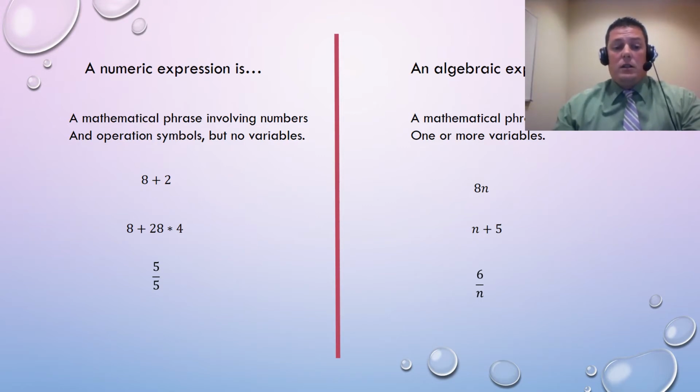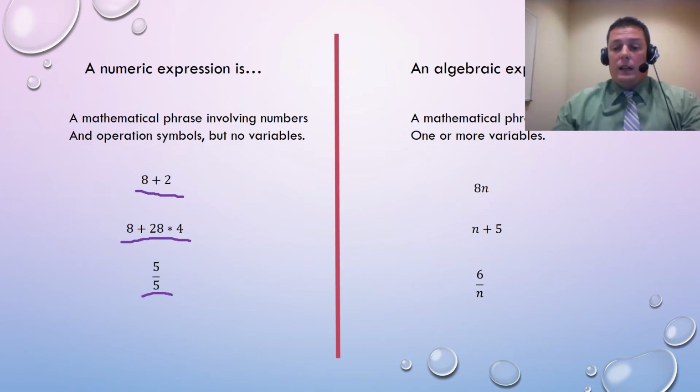A numeric expression is a mathematical phrase involving numbers and operation symbols, but no variables. An algebraic expression is a mathematical phrase that includes one or more variables. Here are some examples below. An example of a numerical expression might be 8 plus 2, or 8 plus 2 times 4, 5 divided by 5. I could go on forever. These are things you are more used to seeing.